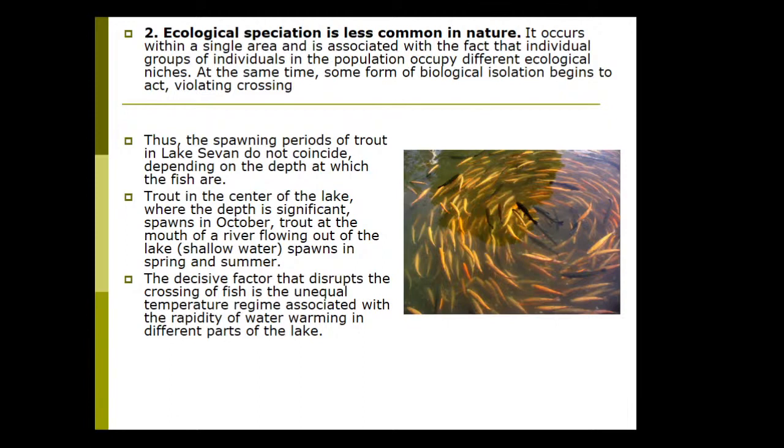Thus, the spawning periods of trout in Lake Sevan do not coincide, depending on the depth at which the fish are. So, in the center of the lake, where the depth is significant, spawning occurs in October. Near the mouth of a river flowing out of the lake, spawning occurs in spring and summer. The decisive factor that disrupts the crossing of fish is the unequal temperature regime associated with the rapidity of water warming in different parts of the lake.